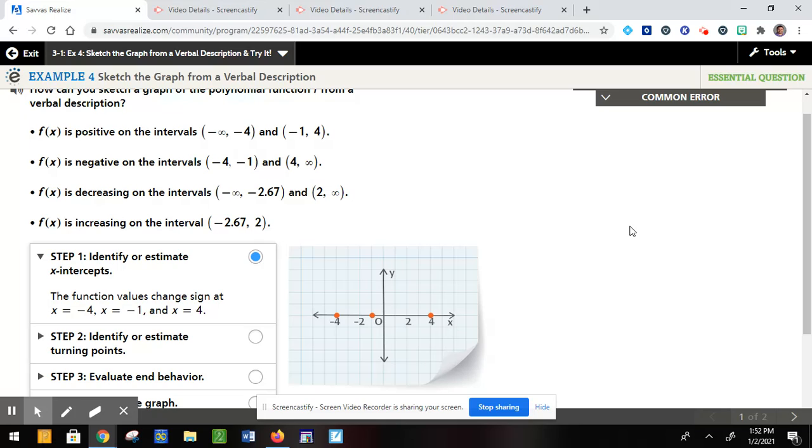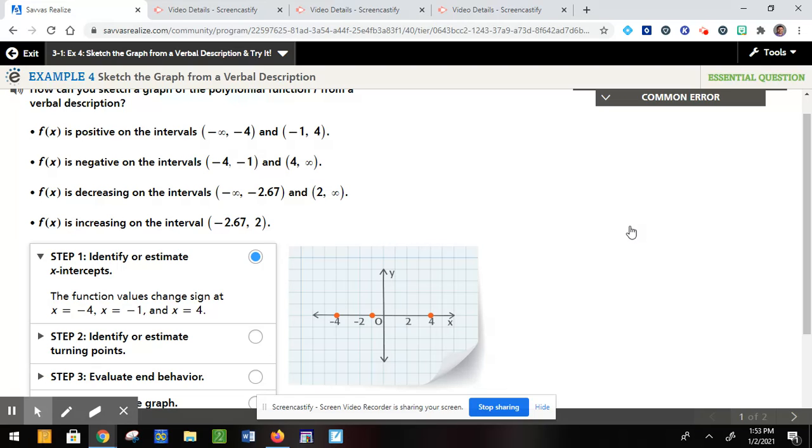So that means another x-intercept has to be at -1, and then it stays positive all the way to 4, and then it's negative after 4, and then forever. So another x-intercept at 4. So anywhere where it flips like that, you know there's x-intercepts there. So you can plot those points on the graph, and that'll help you draw it.